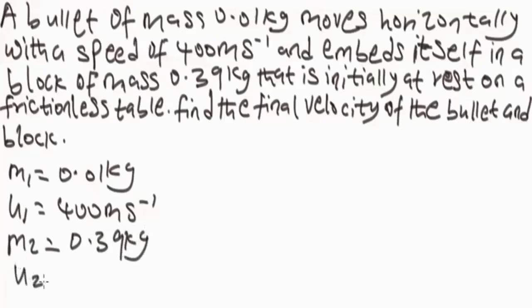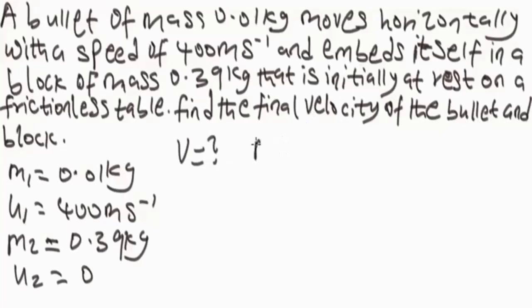We have our u2 to be, when m2 is 0.39 kg, the velocity is at rest. Initially at rest, that means it will be 0. So we are looking for v. Now, this question is under perfectly inelastic collision.